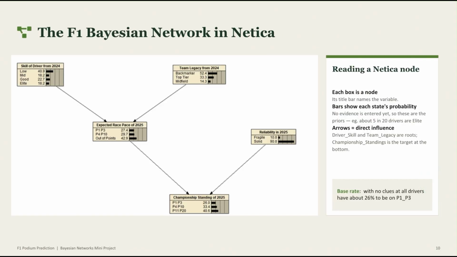So as I mentioned, this is how our final network will look. If we know nothing about any driver and use just the distribution of every value, we can see there's a 26% chance of the driver being on the podium, P1 to P3, in the championship standing after the season ends. Then about 33 to 34% of being P4 to P10, or on the top half, and about 40% on the bottom half.